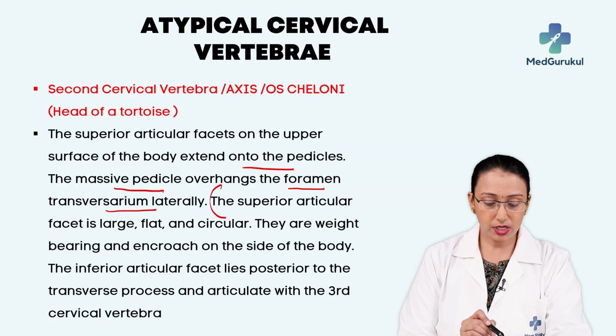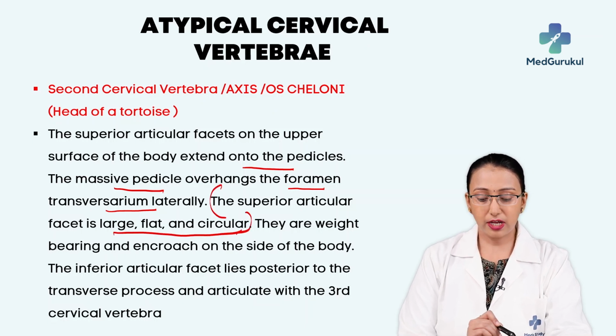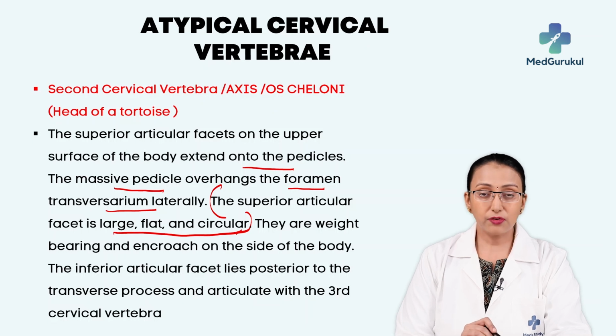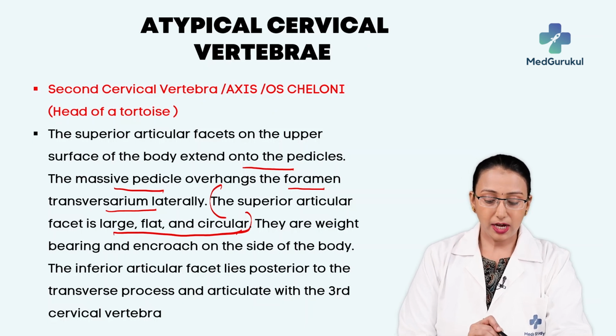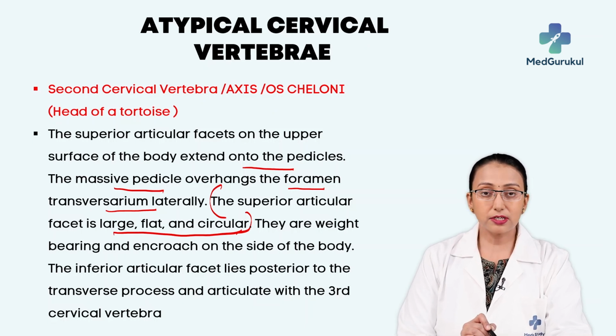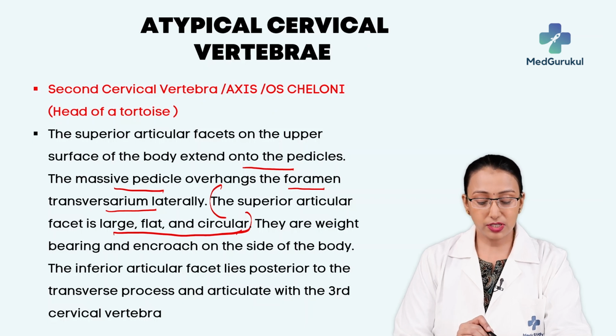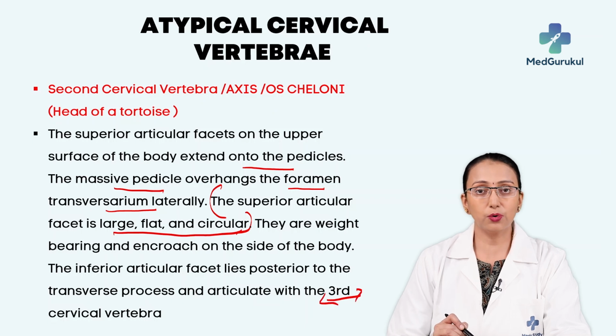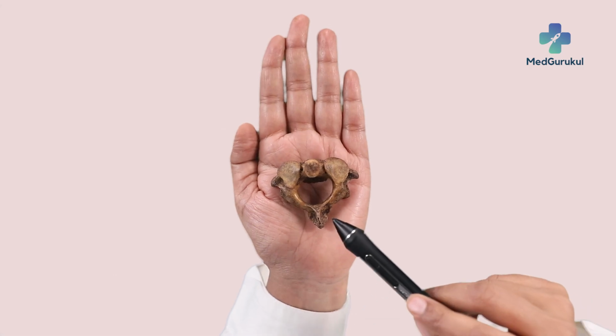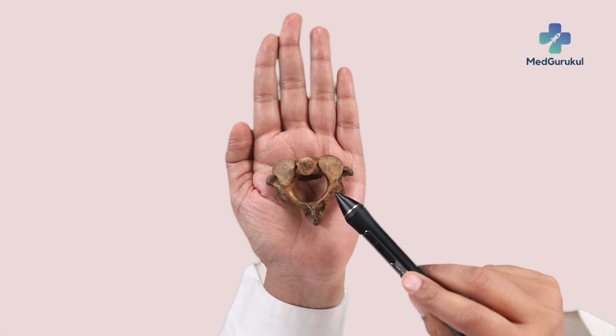So, this is about the superior articular facets. They are large, flat and circular and they are the weight-bearing ones. And the inferior articular facet will lie behind the transverse process and it will articulate with the third cervical vertebra below that. This is the second cervical vertebra, that is the axis.